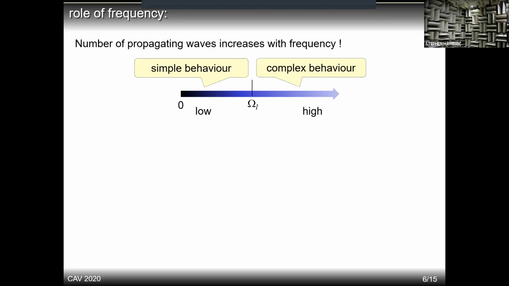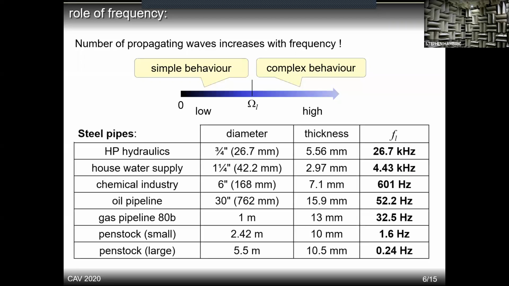However, the label low frequency may mislead. It concerns, as I said, normalized rather than Hertzian frequency. The low frequency limit may vary drastically depending on the diameter and thickness. This table shows the frequency limits for a number of pipe cases.